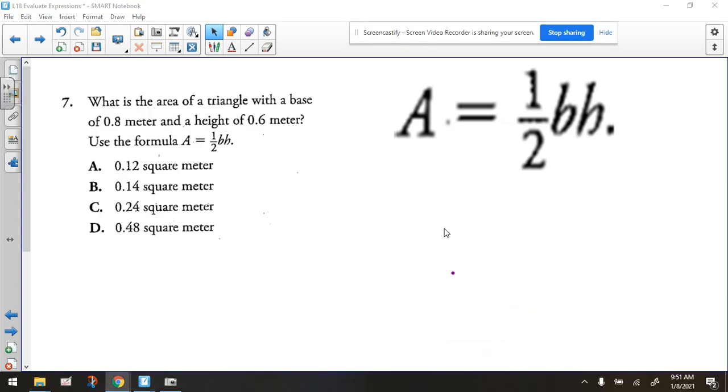We're looking at number 7 from the L18. It says, what is the area of a triangle with a base of 8/10 of a meter and a height of 6/10 of a meter? Use the formula area equals half of the base times height.